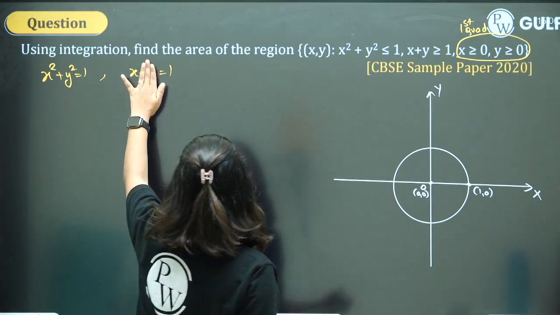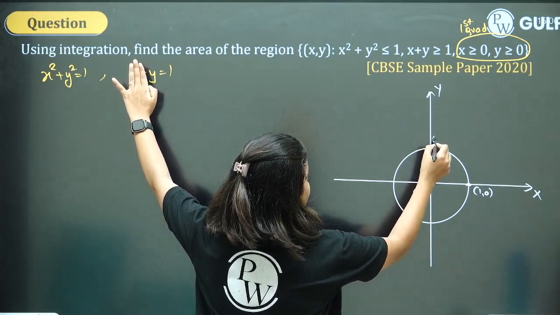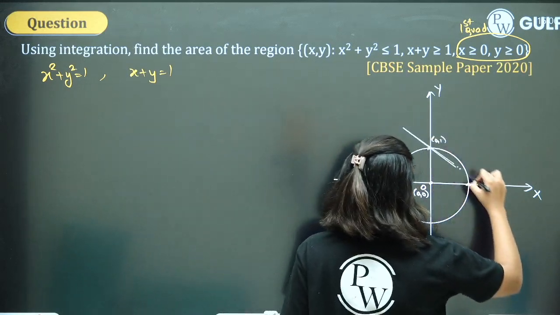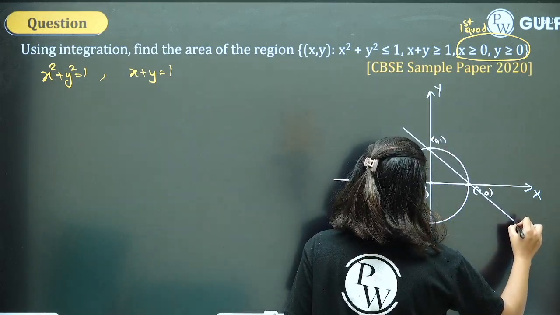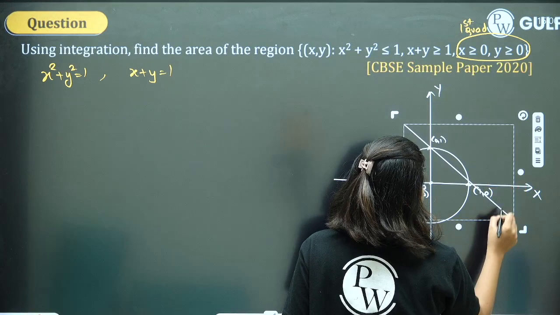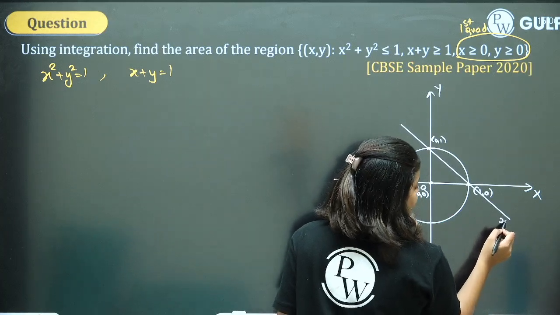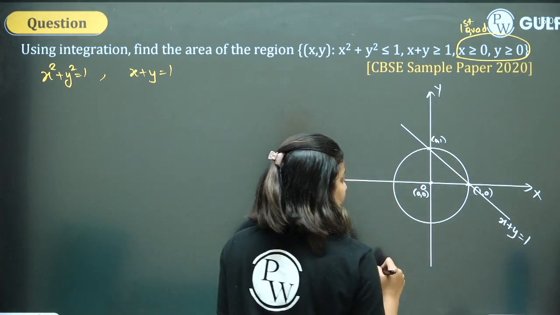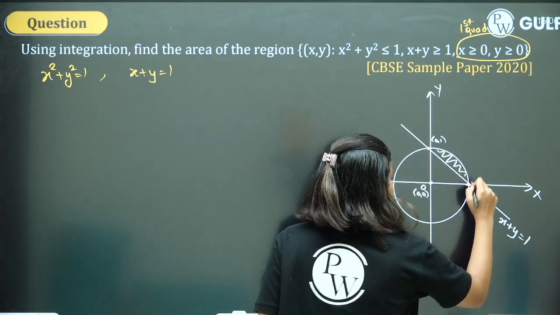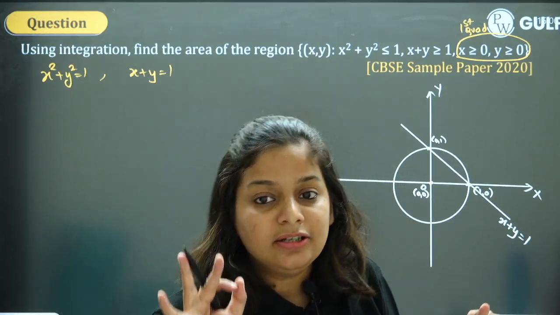How will we draw the second line? Put y 0, x is 1. Put x 0, y is also 1. Join the 2 points with a straight line. Write the name too: x plus y equal to 1. This is your line. Which area are we supposed to find? Do we have to find this area or that area? How will we know? For that we will use something we learned in class 11th, the linear inequality topic.